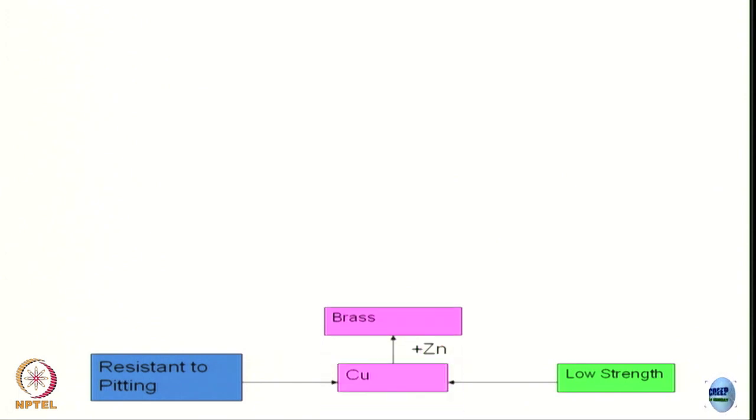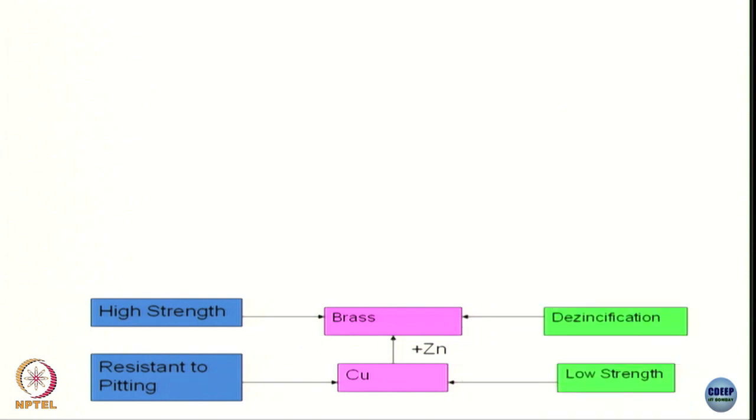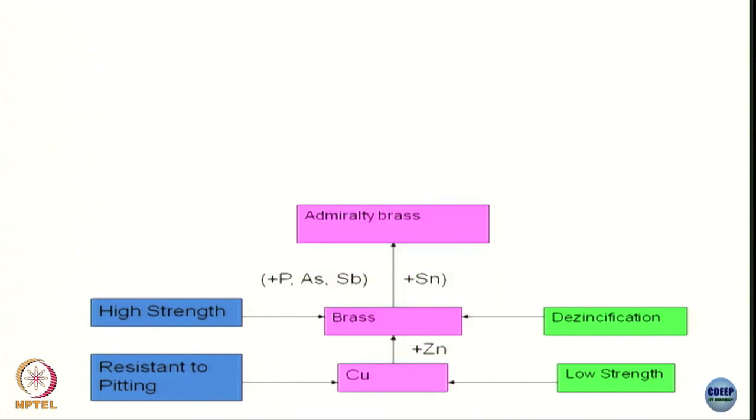When you alloy with zinc, you get brass. Now, brass has high strength. What is the issue there? It undergoes de-zincification. So, how do you overcome that? You add tin, antimony, arsenic, phosphorus. These things are added to reduce de-zincification and lead to admiralty brass.